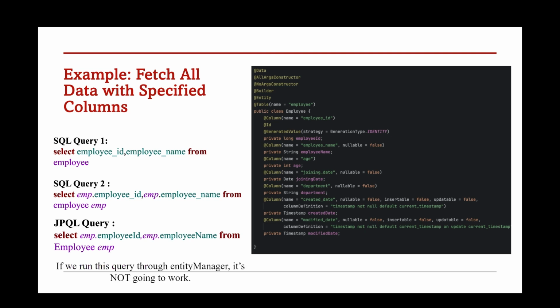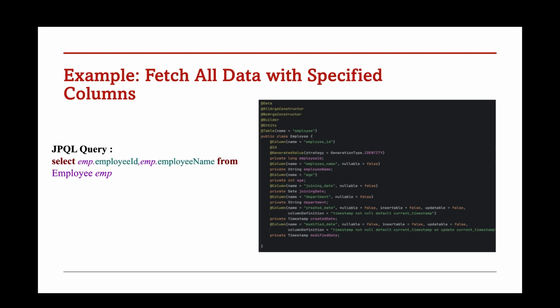Okay guys, look at my screen now. If we run this query through EntityManager, it's not going to work. Why? Because in my entity class, there's no matching constructor for the selected fields in the query. Here's the thing, EntityManager needs a way to map the results from the database to your entity. If the JPQL query is selecting specific columns, but the entity class doesn't have a constructor or a method that can accept those fields, EntityManager won't know how to map the result properly.